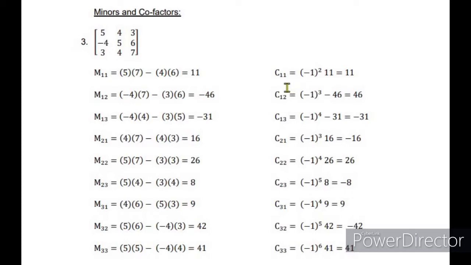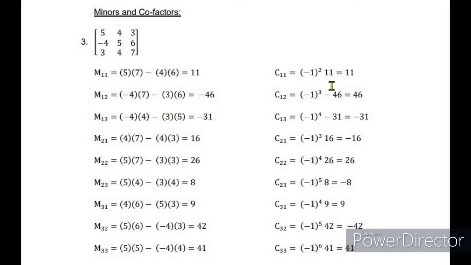Cofactor of the first element, or the C sub 1, 1. Okay, so here we have a constant which is negative 1. So this is always negative 1. It is a constant. So how do we get the exponent? We get the exponent by adding the position that is written on the subscript, which is 1, 1. So 1 plus 1 is equal to 2. Okay? That's how you get the exponent.